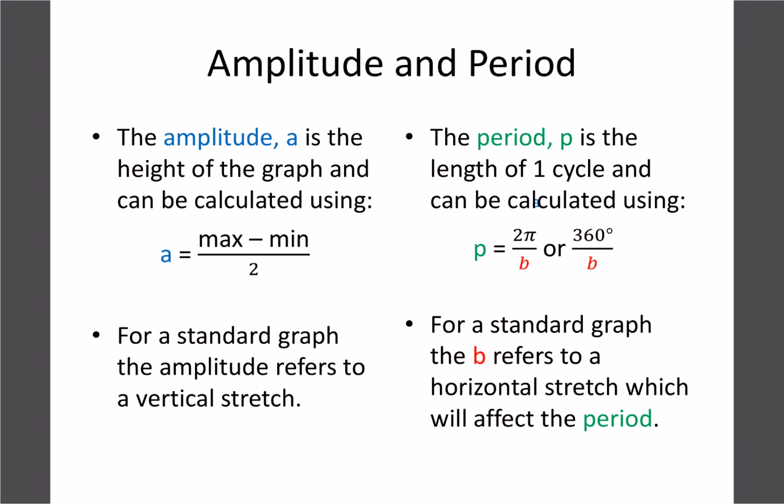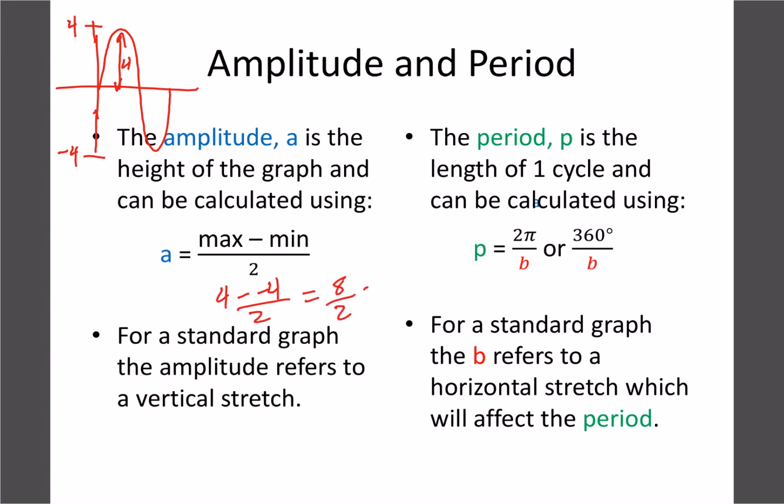First of all, the amplitude we said was the actual height. But from a graph, sometimes it's easier to use the coordinates. So let's suppose we had a sine graph that went from a maximum of positive 4 down to a minimum of negative 4. We could see that our amplitude from the graph is 4, or we could use the formula of 4 take away negative 4 divided by 2, which would give us 8 divided by 2, which is 4. So either way, it's pretty easy. Usually just go from the x-axis up, makes it more straightforward.